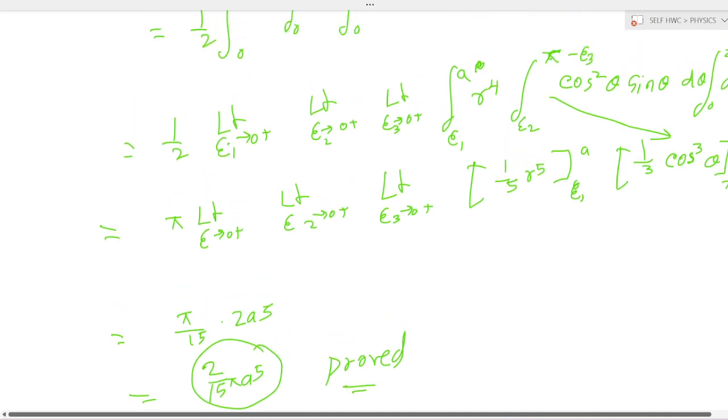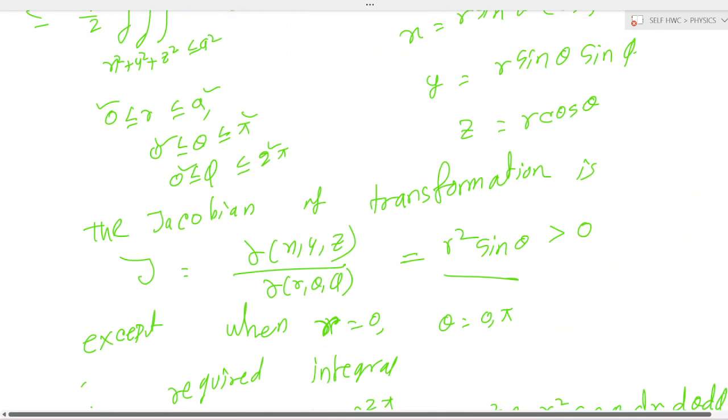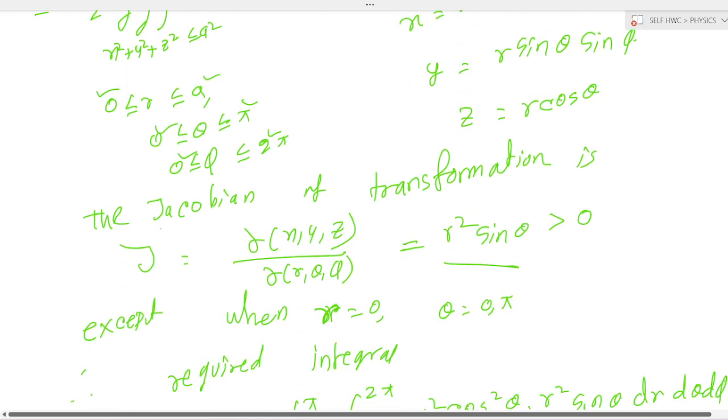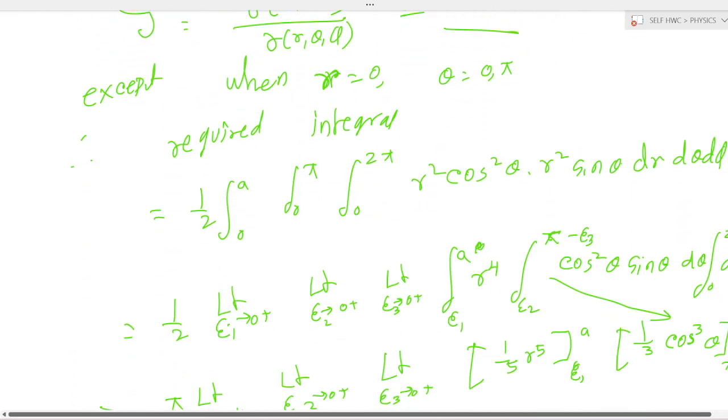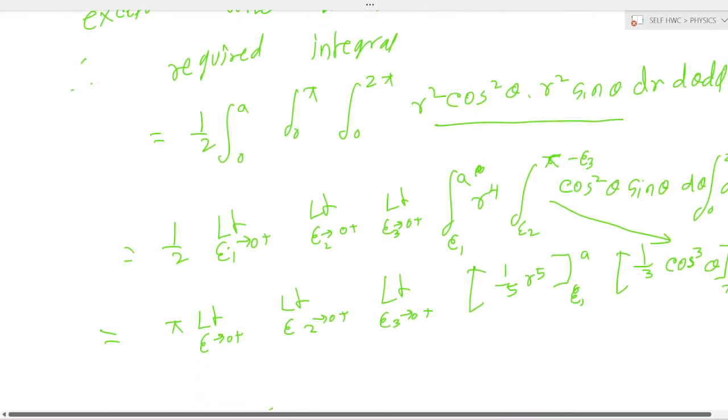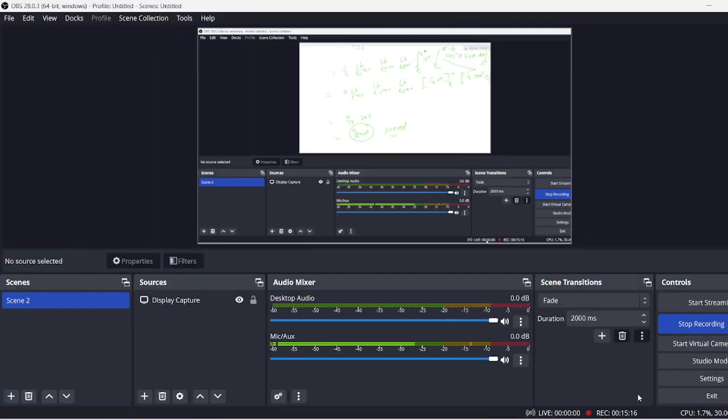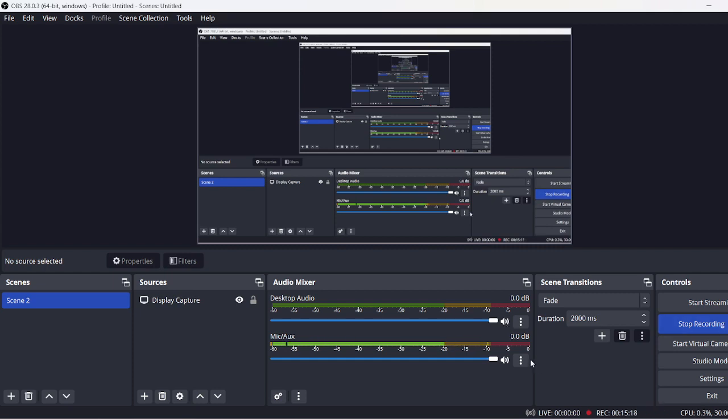Okay, so this question is very important. First you find the Jacobian of the transformation, put in the lower limit and upper limit, and calculate. So this is the answer. Next question.